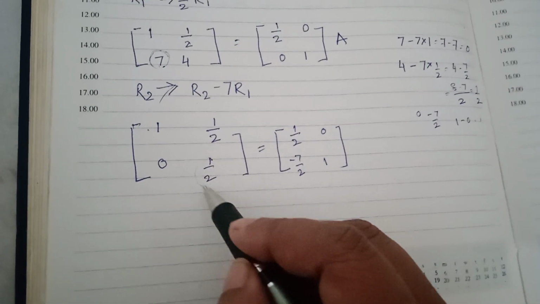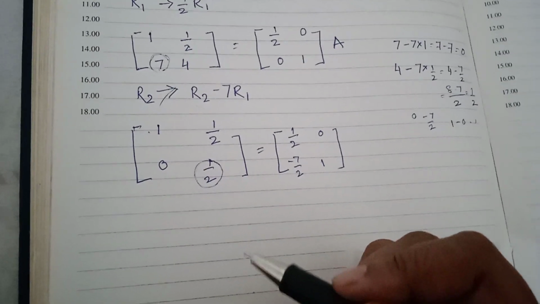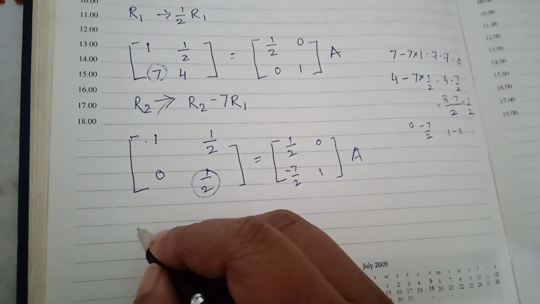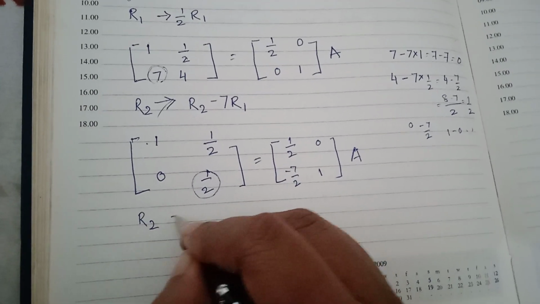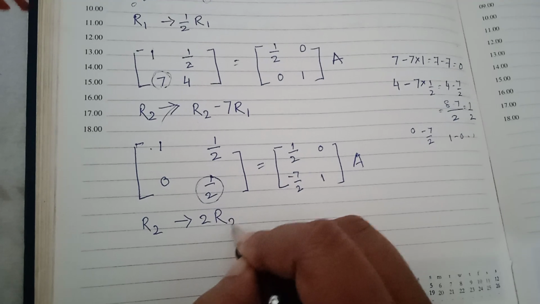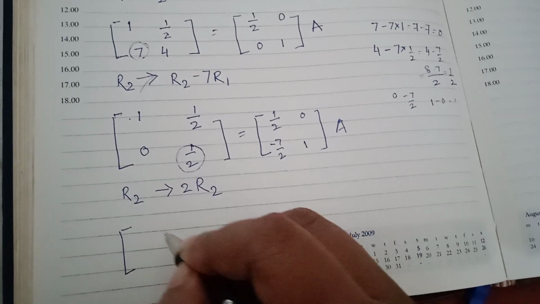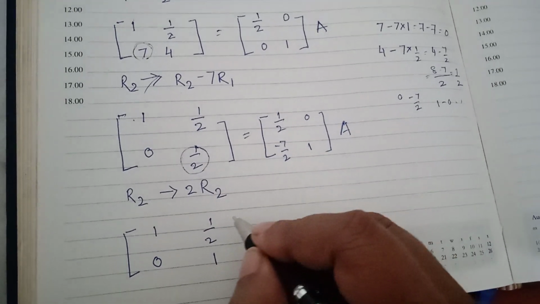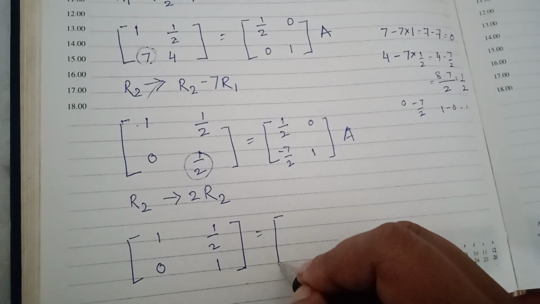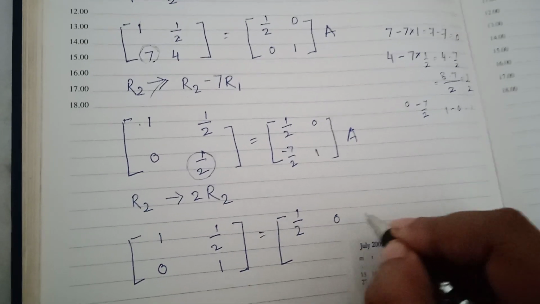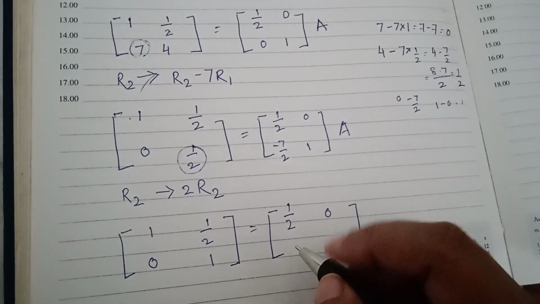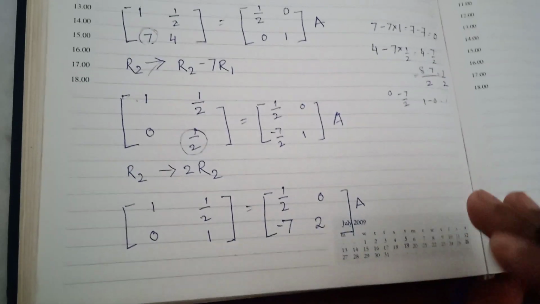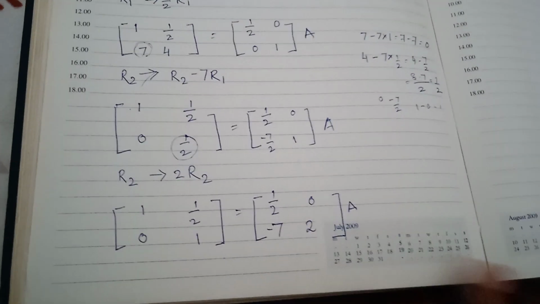Now next I want to make this column as 1. What will I do to make this column as 1? I will say R2 to be twice of R2. So now what will I have? 1, half. 2 into 0 is 0, 2 into half is 1, so you see I get 1 here. Half, 0, and minus 7 into 2 is minus 7, 1 into 2 is 2. Right? I am just copying the same thing over there.